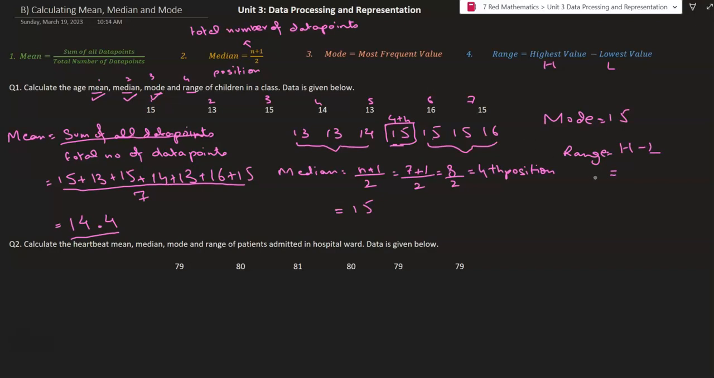And so the highest value is 16 and the lowest value is minus 13, and so it will become 3. So this is the range, and we are done with range.